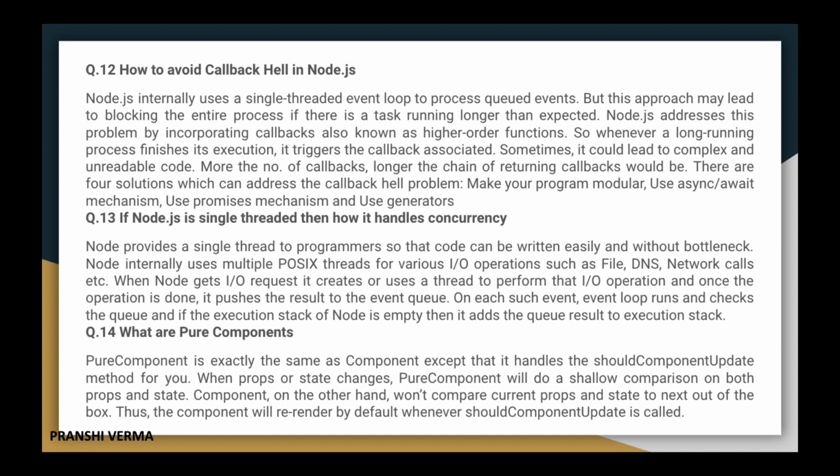Pure components are designed to be highly performant because they can be memoized by React. When a pure component receives the same props as the previous render, React can skip the rendering process altogether and reuse the existing output. This can help reduce the number of unnecessary renders and improve the overall performance of your application. Pure components can be created using the React.PureComponent base class.